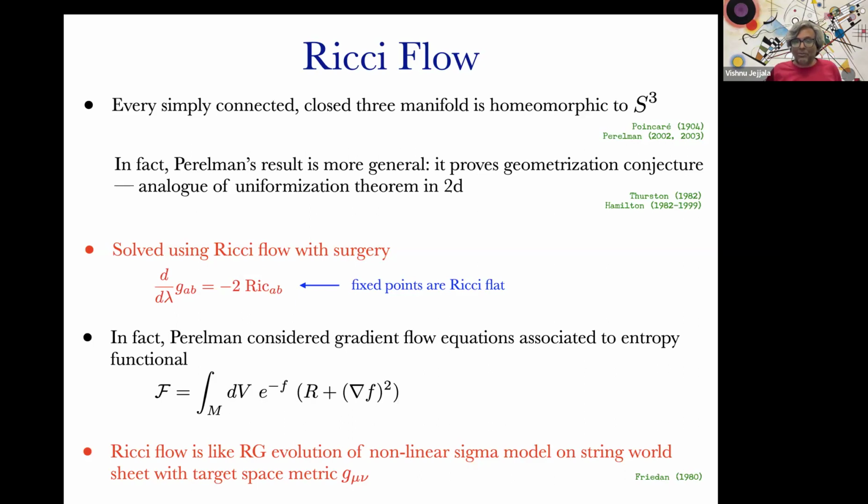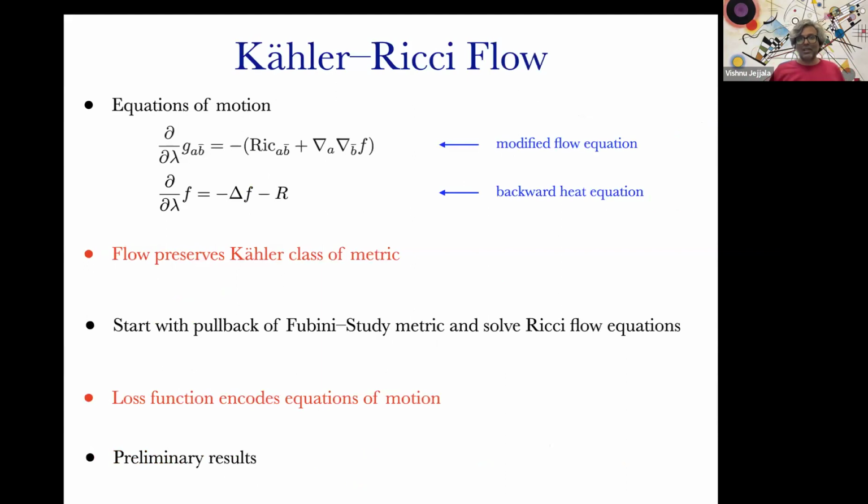Ricci flow is in some sense like RG evolution of a nonlinear sigma model in a string worldsheet with a target space metric. And this was already realized in the early 1980s by Friedan. So this is an old idea in some sense in string theory. The Kähler-Ricci flow solves essentially the Ricci flow equation, slightly modified by the dilaton, along with what's essentially a backward heat equation for the dilaton. And the flow automatically preserves the Kähler class of the metric. So that aspect of the loss function is guaranteed.